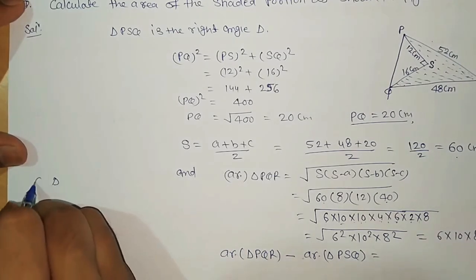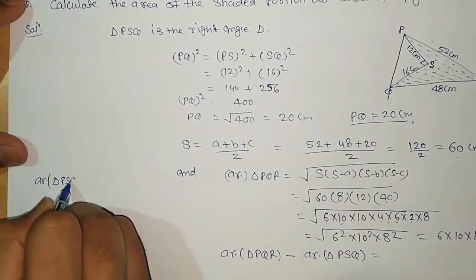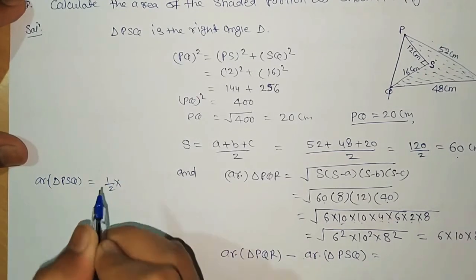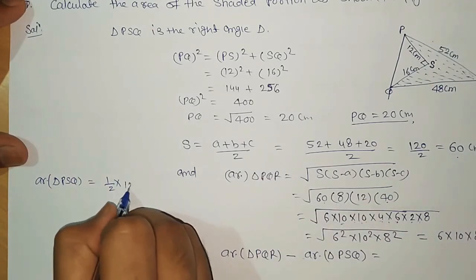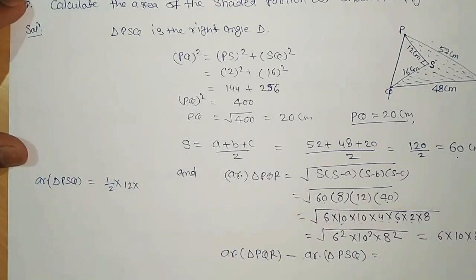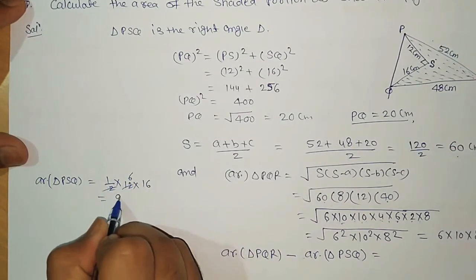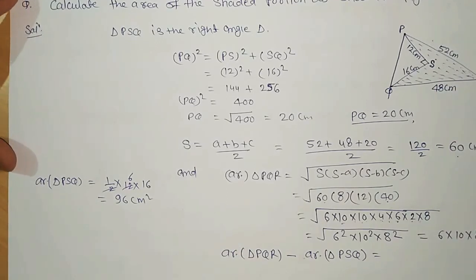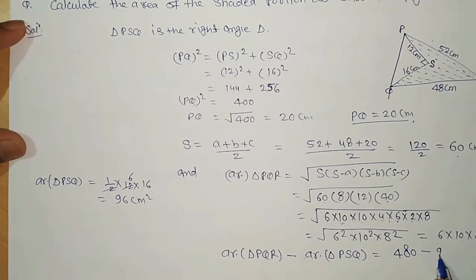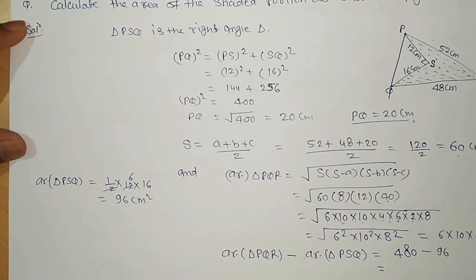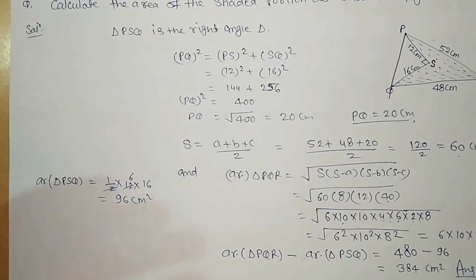the area of triangle PSQ is 1 by 2 into its base 12 into its height 16, then 96 cm square is the area of right angle triangle PSQ. So 480 minus 96, then the remaining 384 cm square is the answer, the shaded region area.